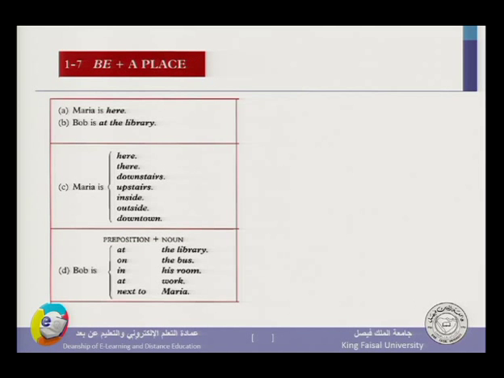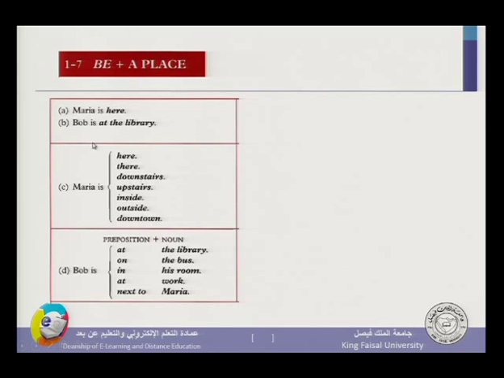We can use places as well after verb to be. I can say Maria is here, like Maria is tall with an adjective. Maria is good, right? Maria is a woman, noun and noun, right? But here we use a place after is. Maria is here. Bob is at the library.